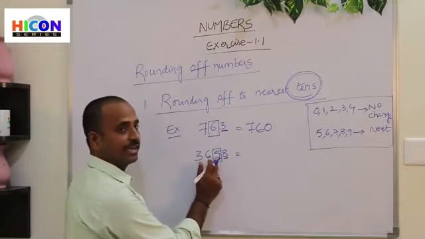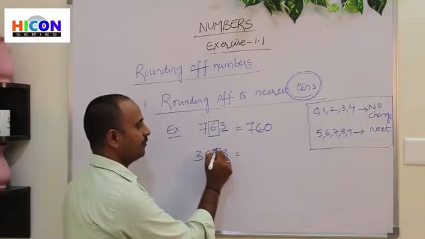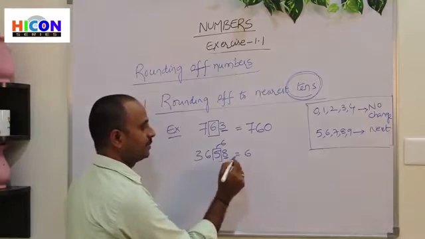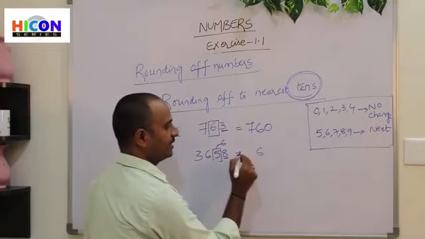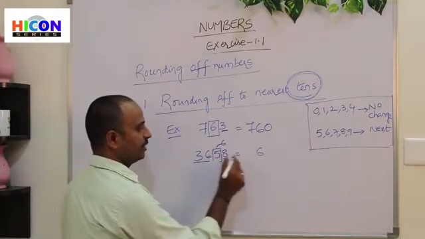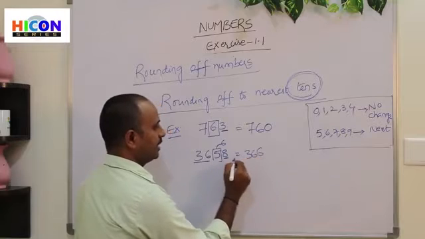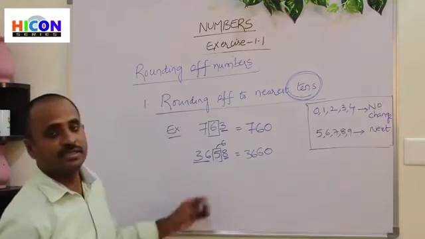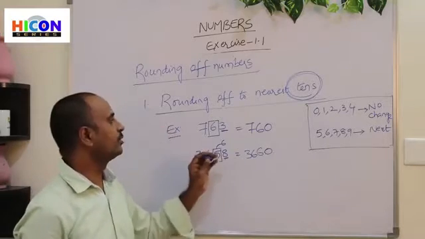Round off the given number to the next tens. After 5, the next ten is 6. So write 6 in the tens place. The digits before it should not be changed, and put zeros in the next place. So children, this is how to round off the given number to next tens.